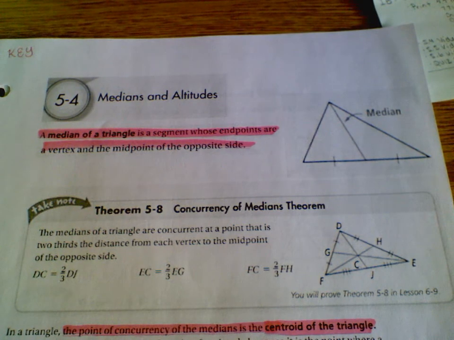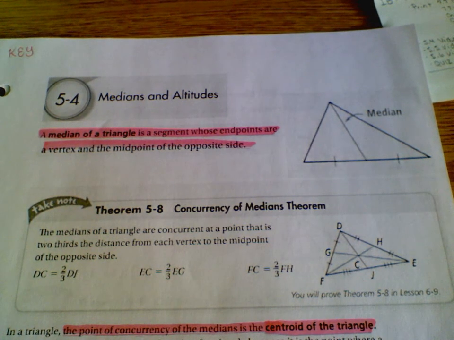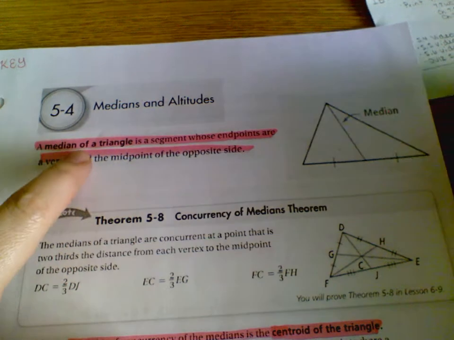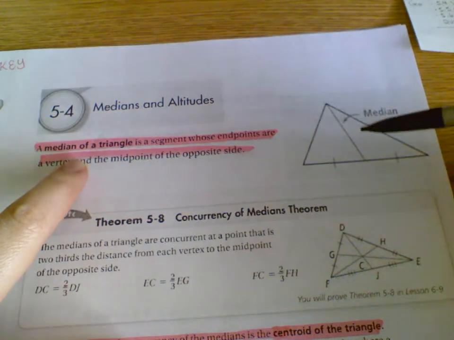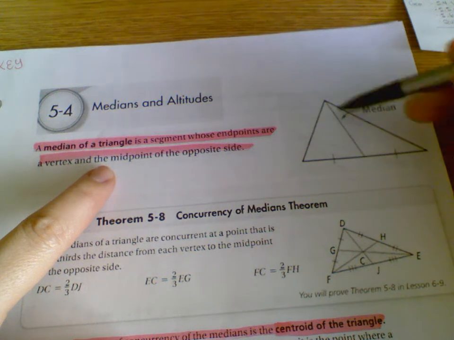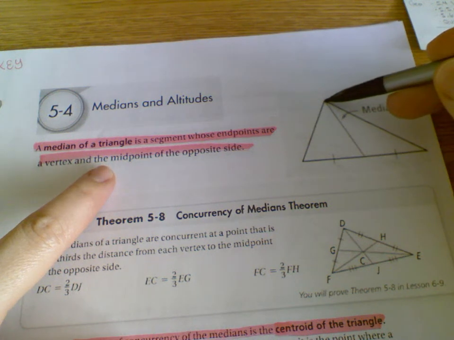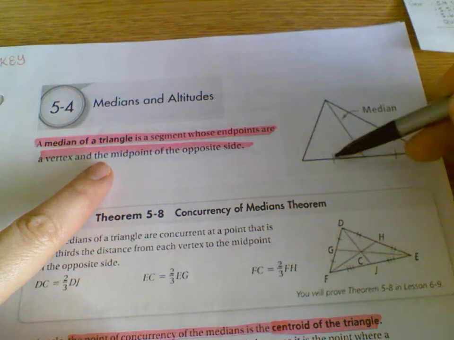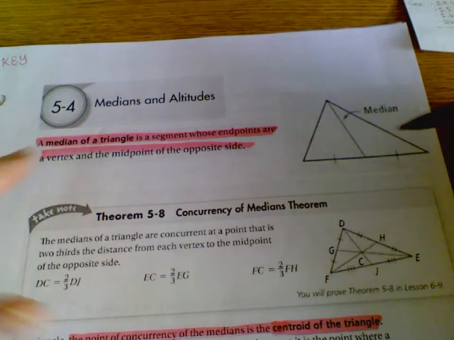Okay, so section 5.4 is talking about medians and altitudes, since we've already talked about perpendicular bisectors and angle bisectors. So the median of a triangle is a segment whose endpoints are a vertex and the midpoint of the opposite side. So you're going to see it going from one of the vertices to the opposite side, and see the tick marks to show that this is going to be the midpoint.